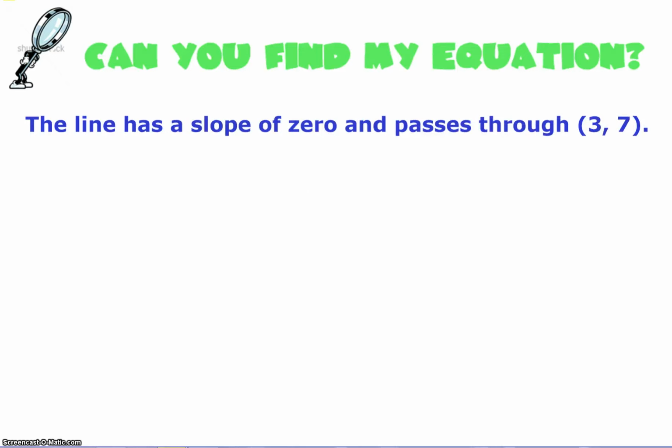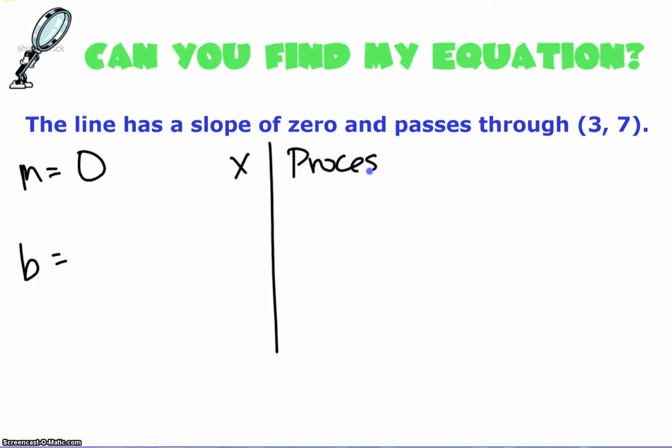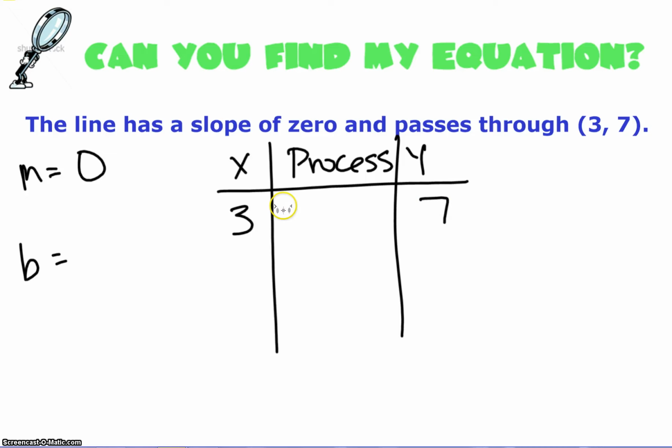Another example. It says, can you find the equation of a line that has a slope of 0 and passes through (3, 7)? So again, you need to make your m and your b, and we can go ahead and fill in our slope is 0. And then make your table. I'm just going to spell out process. And put your point in.